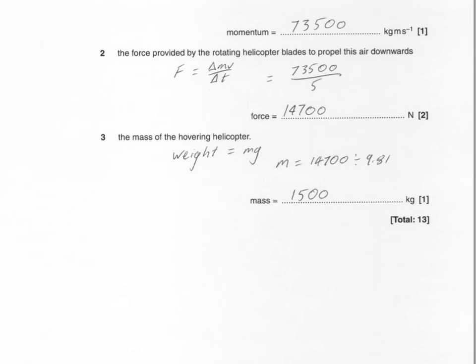Then finally, it asks you to calculate the weight of the helicopter. And the point here is that because it's hovering, by Newton's third law, the force on the air must be equal to the force on the helicopter, which we've used in part 2. And then the point is that it's in equilibrium. So the weight must be equal to this force, and of course weight is mg. So we get that the mass is that force divided by the 9.81, 1,500 kilograms. Obviously picking up any error carried forward on the way through there. So that's the end of G484 question 2.